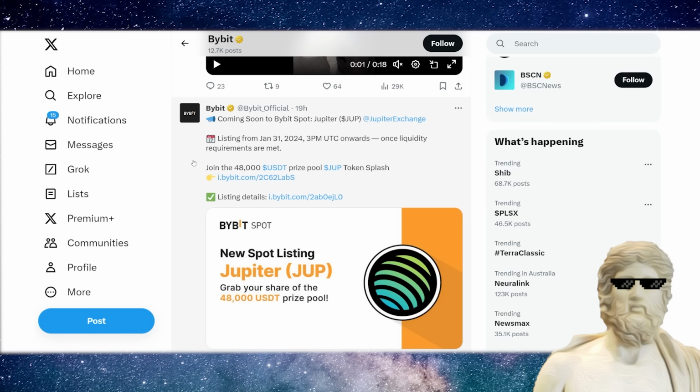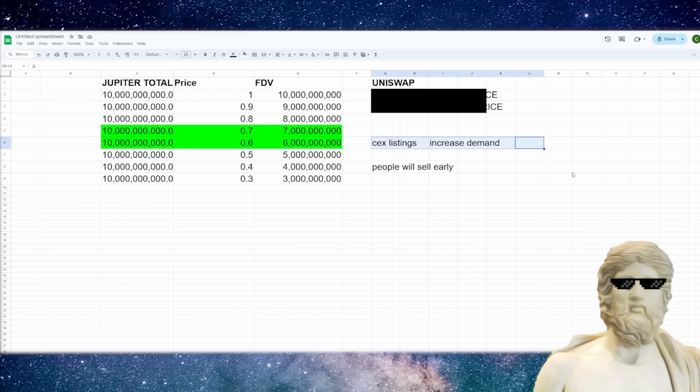So very, very exciting right there. It will go to Bybit. So this is going to potentially increase the price of Jupiter, but also I reckon people will also sell this crypto early. So if it is an airdrop where people are getting it for free, or if it's an allocation where they have to buy it, people will cash out of this early to some degree. So that always happens in crypto launches.